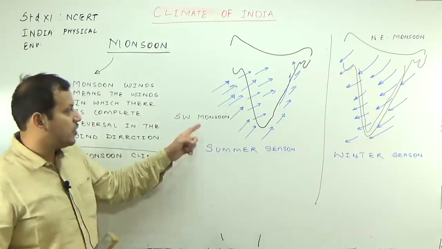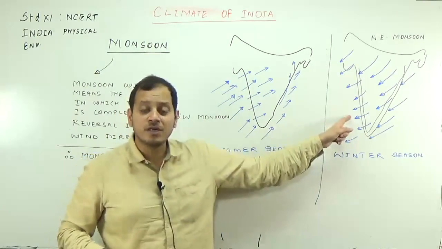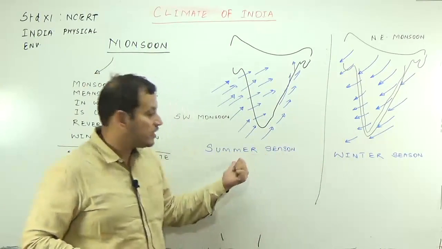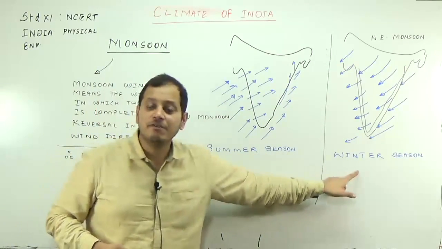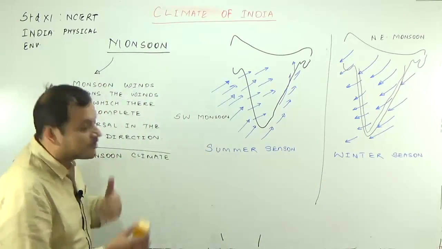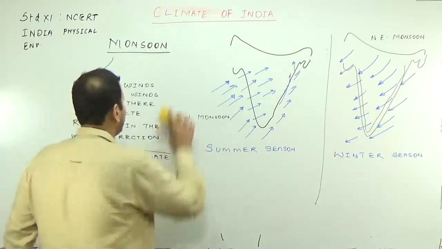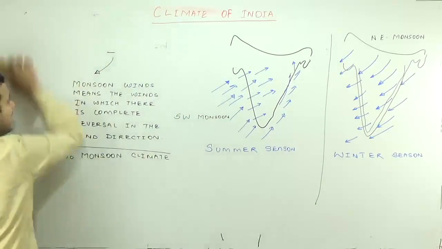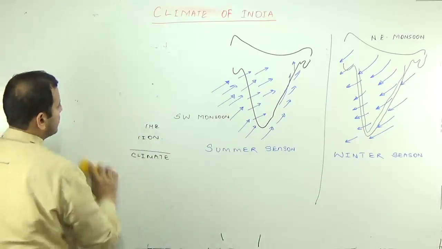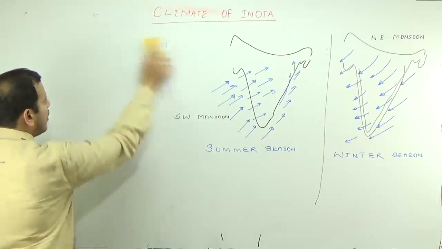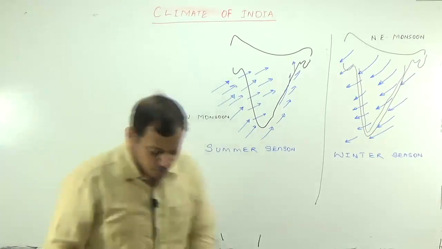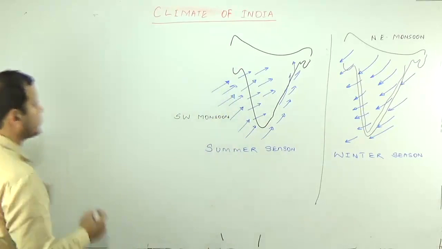You can see the southwest monsoon making a complete U-turn to form the northeast monsoon, during the summer season and during the winter season. So there is a complete reversal in the direction of the wind, resulting in the formation of a monsoon type of climate. Now, what are the factors which affect the monsoon type of climate in India?